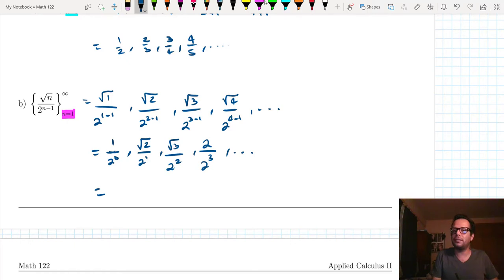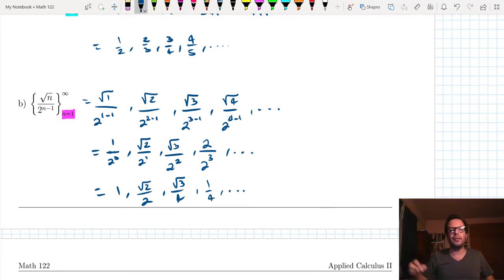Let's just simplify. 2 to the 0 is 1. 1 divided by 1 is simply 1. Square root of 2 over 2 is just itself, and then square root of 3 divided by 2 squared, which is 4, and then 2 divided by 2 to the 3rd power, which is 2/8. You might want to simplify this to 1/4 if you will. Why not? It changes to 1/4. It's all right. And dot dot dot, because in this case it goes on forever.